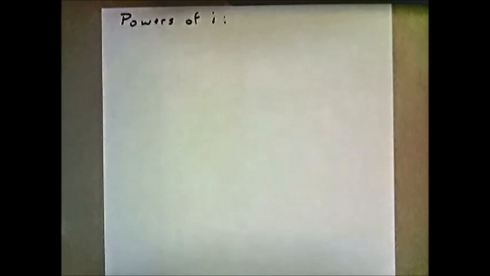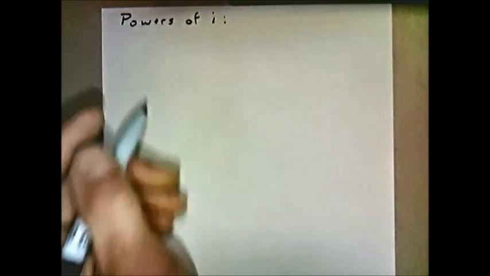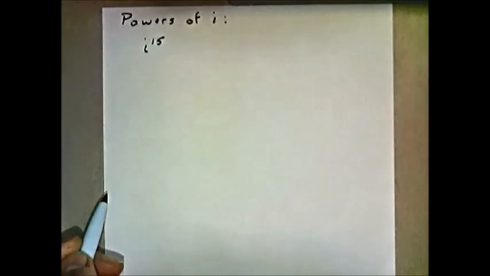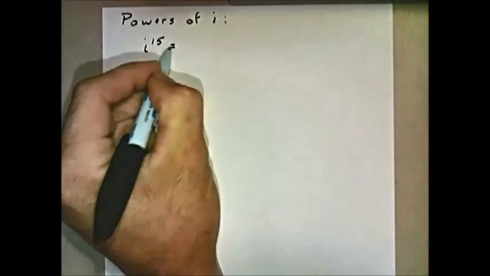Up to this point, we've talked about i squared, and a little about i to the third. What we're going to see today is what happens when we have a power of i that is not one of those three. So what happens if we have i to the 15th? What does that equal? How do we simplify it?